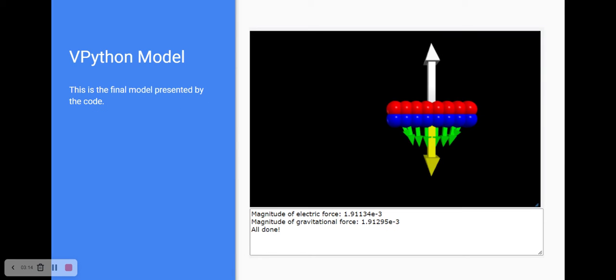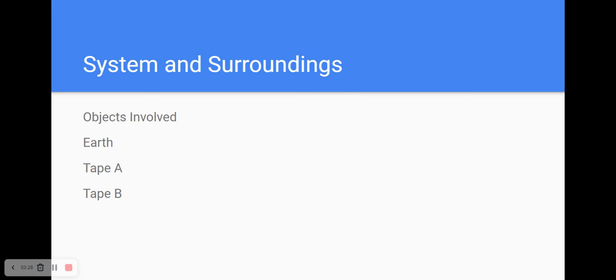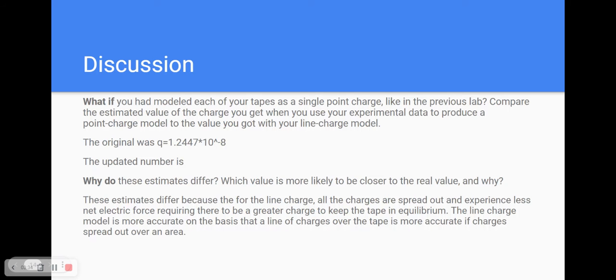Over here, we have our VPython model as established with the code, with that white arrow being the necessary forces, as well as all of the line charge forces being those green arrows pointing down. We now discuss the system and surroundings, which include the Earth, as well as tape A and tape B.